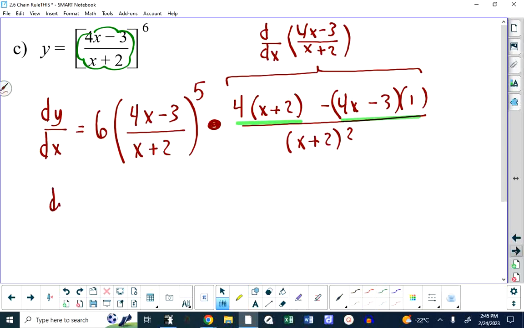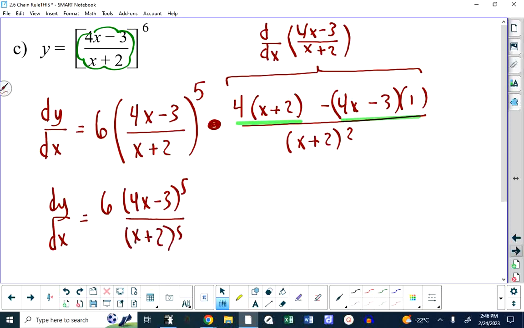What do we have? dy/dx equals 6, and then we have (4x minus 3) to the 5 over (x plus 2) to the 5. I think many of you will understand why I've chosen to look at it that way, because I have an (x plus 2) squared over here on the bottom. So I'll be able to bring these two together and write (x plus 2) to the 7.